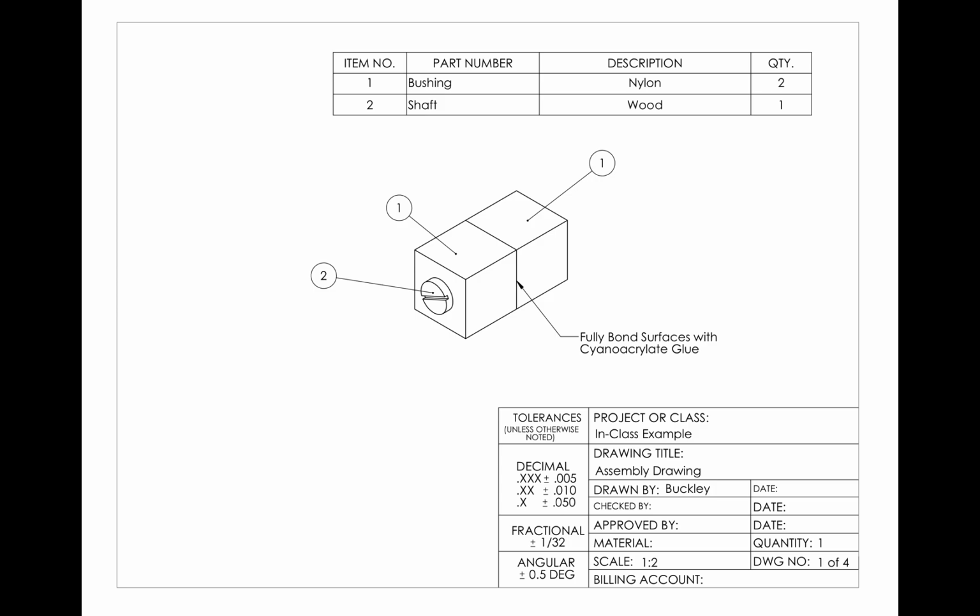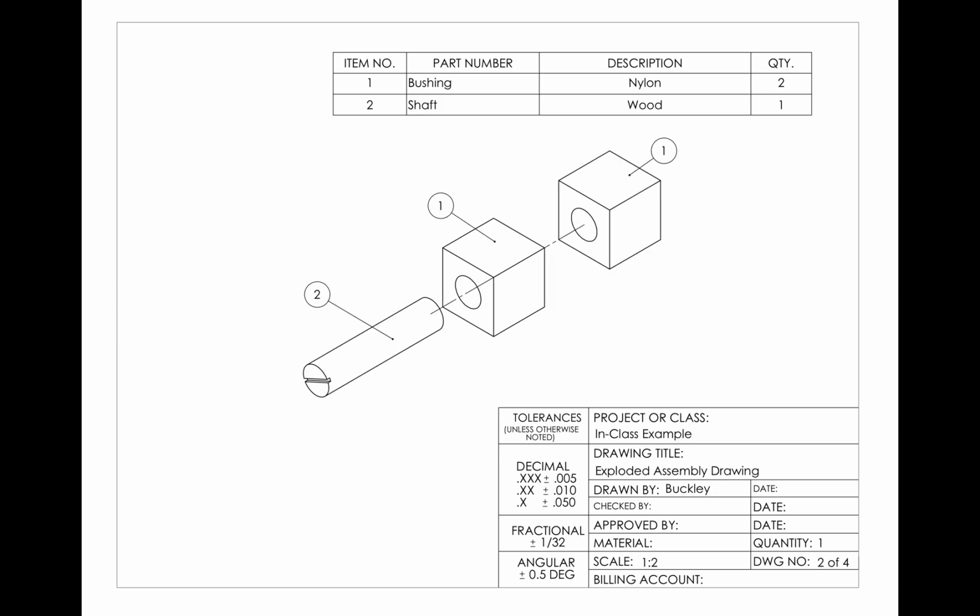Our assembly drawing is first in the packet. I've got callouts that show where those parts are, and they're tied to a parts table. The bond between these 2 blocks is specified, so that's going to be glued, fully bonded surfaces with cyanoacrylate glue, or crazy glue, and that would be a completed assembly drawing.